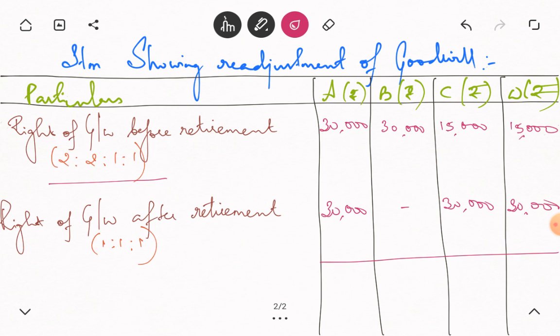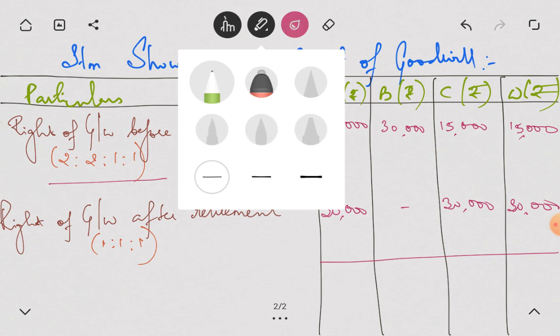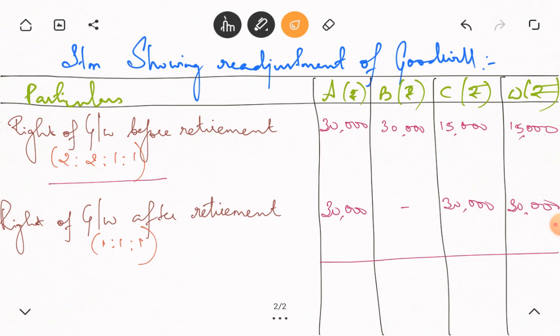So for A first, earlier A was getting rupees 30,000 and now also he's getting rupees 30,000. So there is no change in goodwill. So I'll write it as nil. And then when it comes to B, earlier he was getting 30,000. Now he's not getting anything. In the new firm, he's not getting anything. So there is a loss for B to the extent of rupees 30,000.